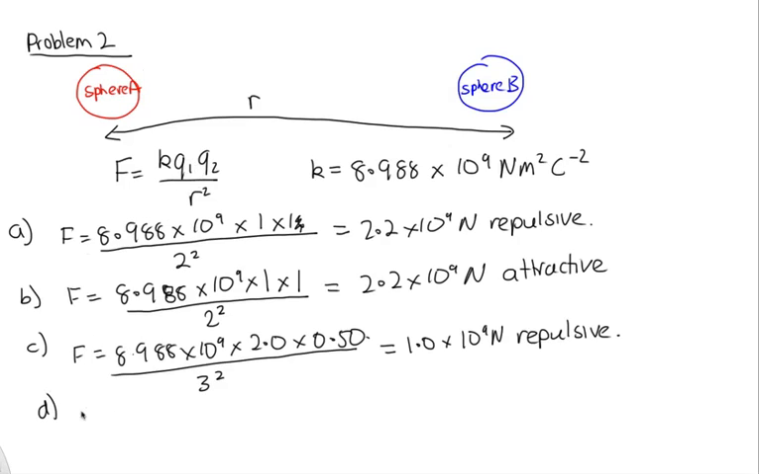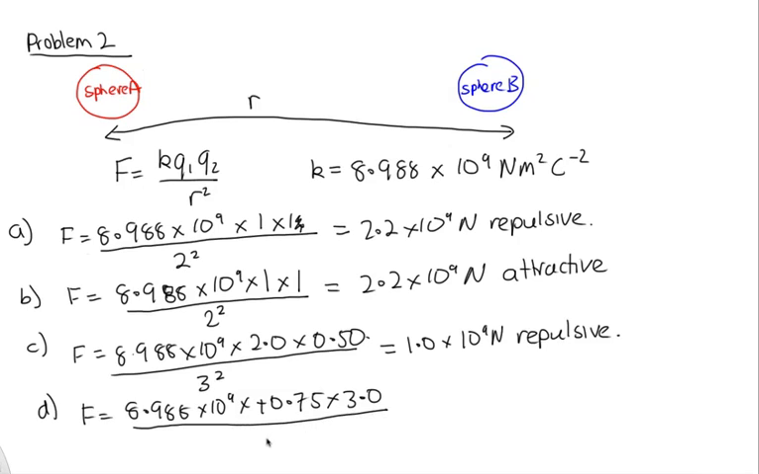Once again, we substitute in. We have F is equal to k, which is 8.988 times 10 to the 9 newtons. Now, the charge on A is minus 0.75. The charge on B is equal to 3.0. We don't need this negative sign.